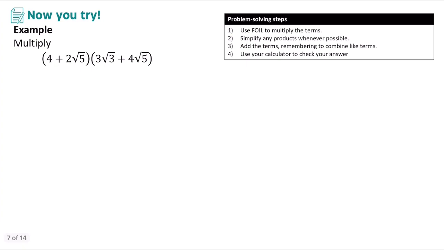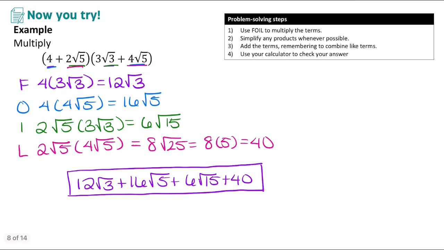So now you can go ahead and pause the video and try doing this example on your own. So when we do these binomials, first times first gives me 4 times 3 square root of 3. That's 12 square root of 3. Then we have outside, 4 times 4 square root of 5, so that's going to be 16 square root of 5.